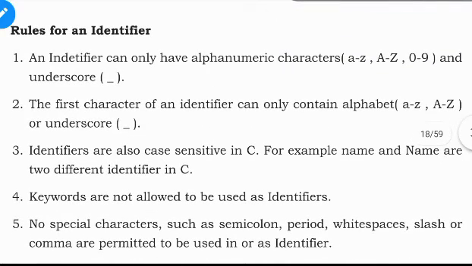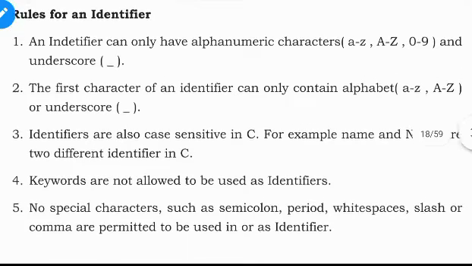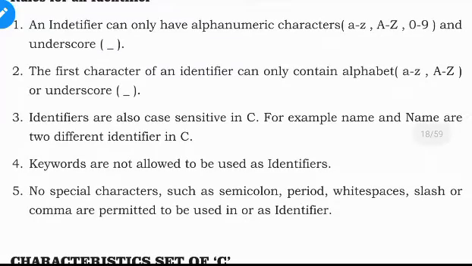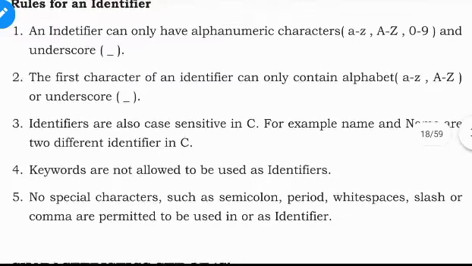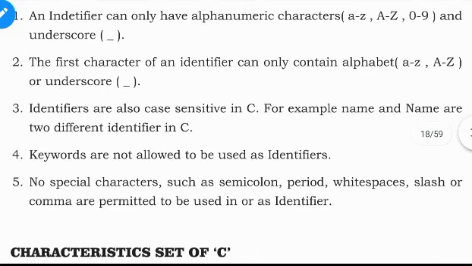The first character of an identifier can only be an alphabet. Then it can be followed by numbers or underscore. Identifiers are also case sensitive in C. For example, name and Name are two different identifiers in C. Both are name, but you can identify the difference. The first one, NAME, is all small letters. The next one, the first letter is in capitalized form. So these are two different identifiers in C.